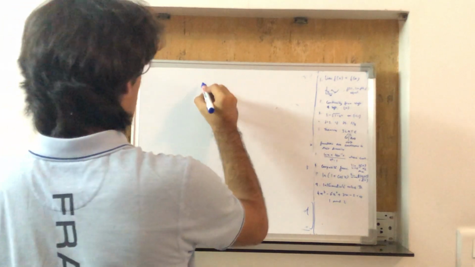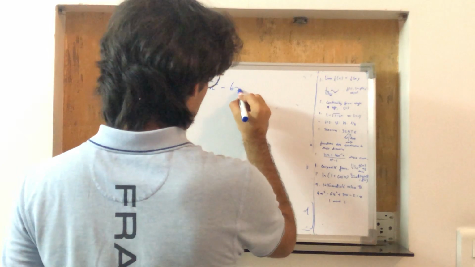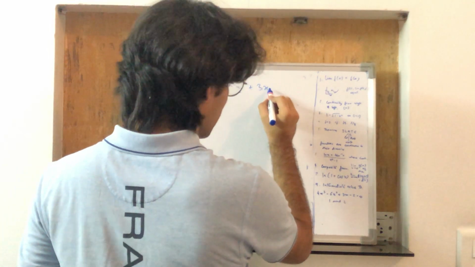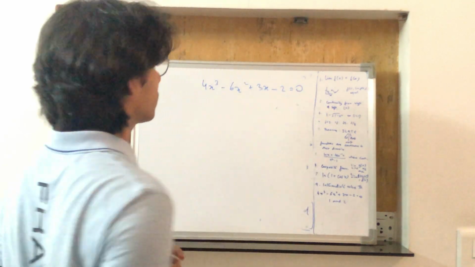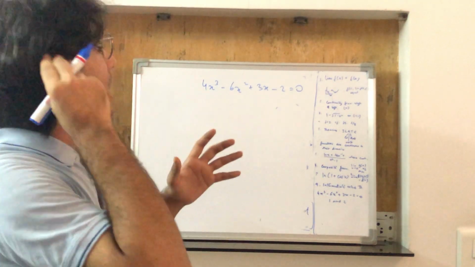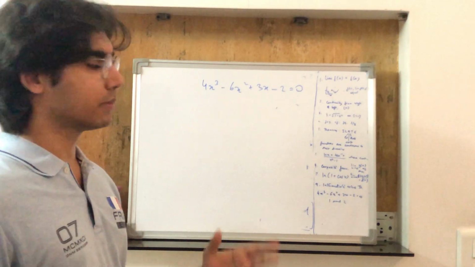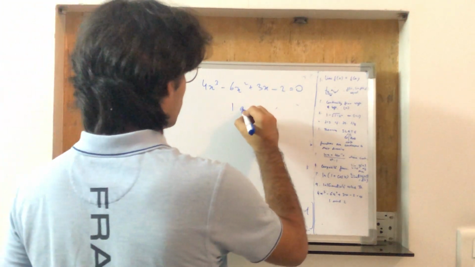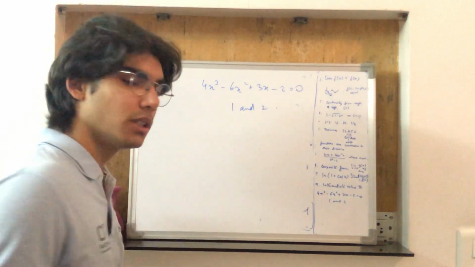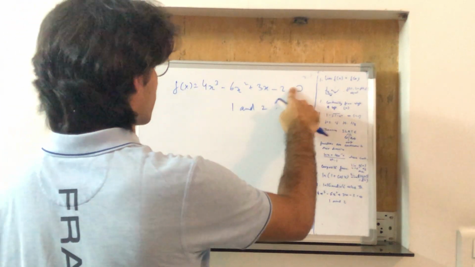So if I'm asked, I have this equation 4x cubed minus 6x squared plus 3x minus 2 is equal to 0, and I'm asked, can you prove that there's going to be a root to the equation between 1 and 2? How do I do this? Let's assume this is f of x.